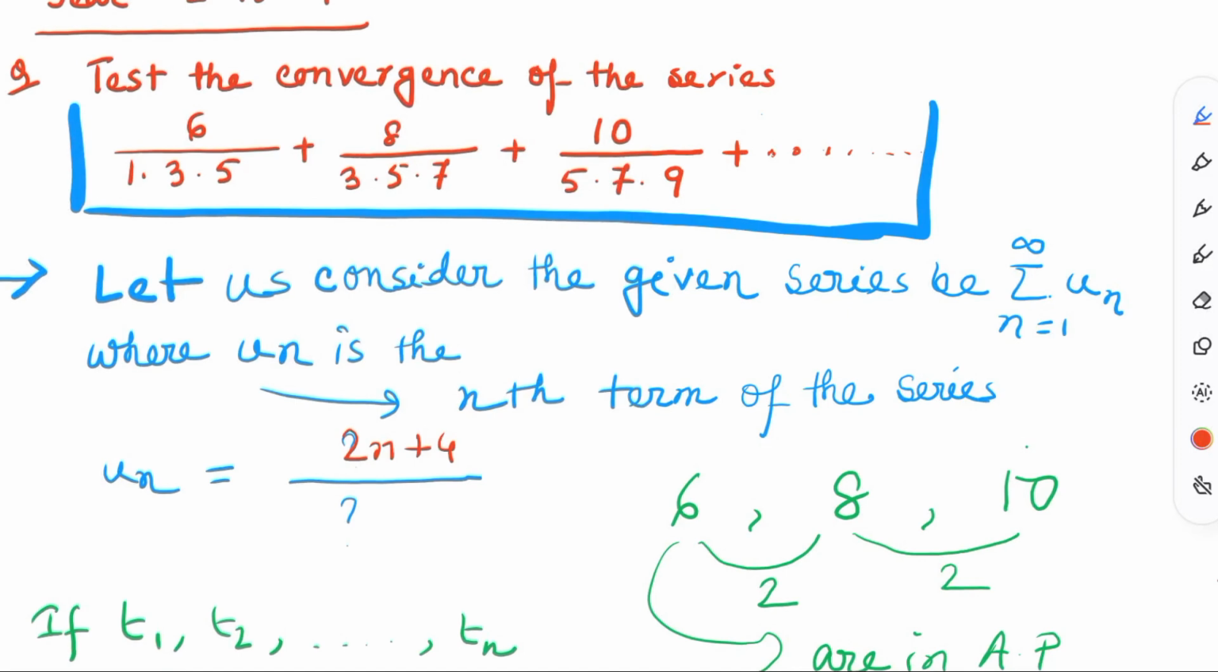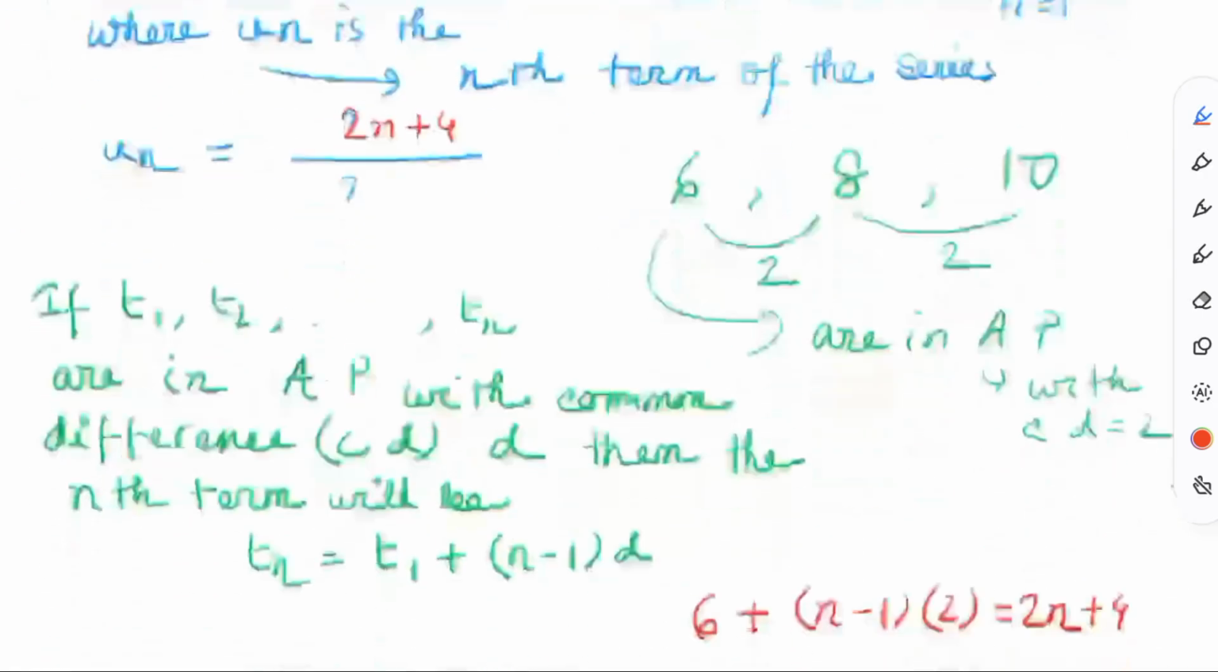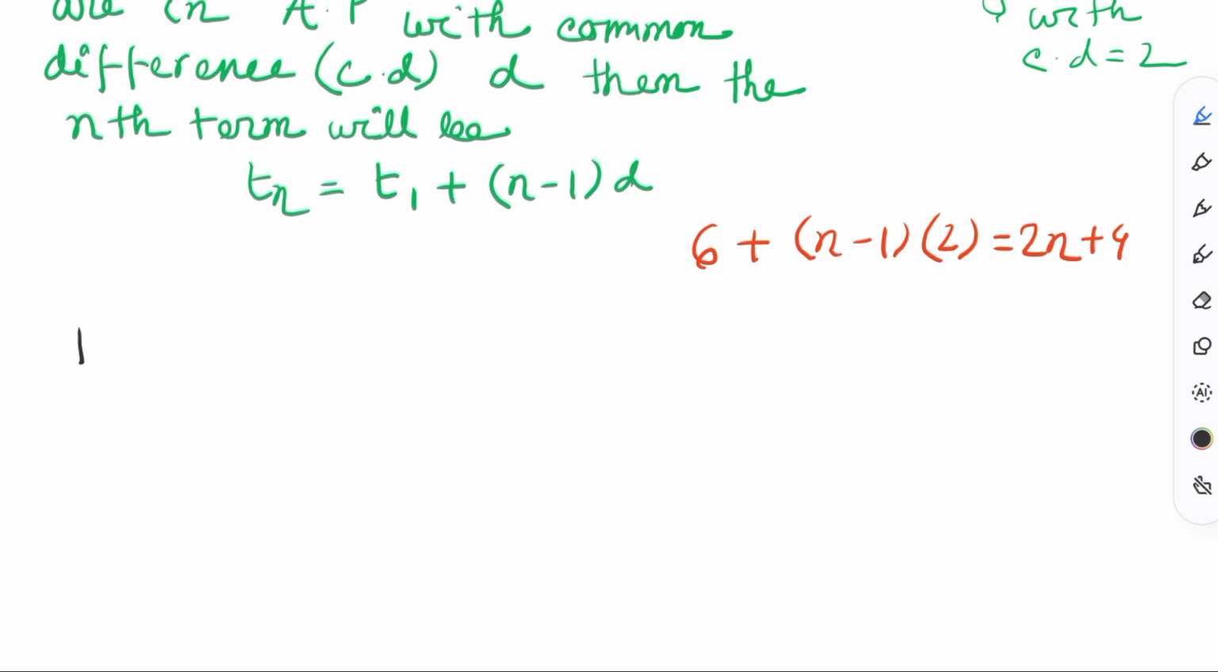Now see that there are 3 terms in each of the denominators. Here we write the denominator. See, the denominator of the first term is 1 into 3 into 5. The denominator of the second term is 3 into 5 into 7. The denominator of the third term is 5 into 7 into 9.